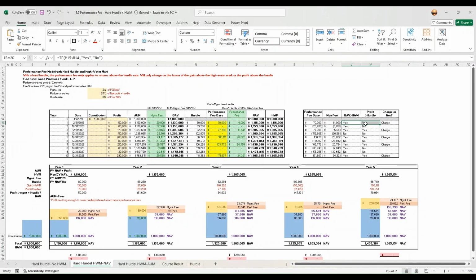For example, in the first year, yes, we do have a gap larger than high watermark, and we do have profit cover all the hurdle. Then yes, we're going to charge. Then the next year, despite we do have a gap larger than prior high watermark, we don't have enough profit to cover the hurdle. That's why we don't charge here. That's why you see all these zeros here.